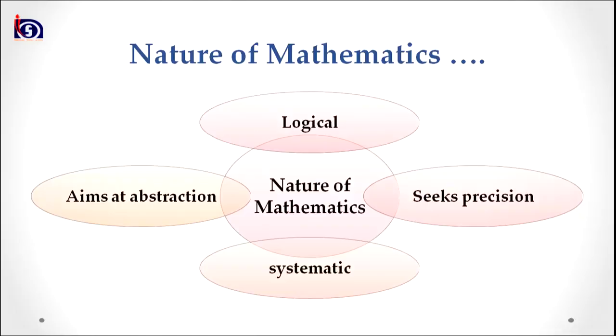When mathematics is such a great thing and such a wide subject, then we are required to know about its true nature. Primarily, mathematics is considered a science which is logical in its nature. It also seeks precision in its process and system. It is also a systematic science which aims at abstraction.